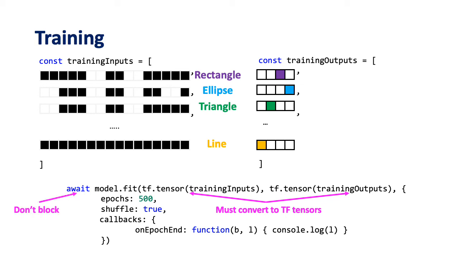Since the fit function or method is a long-running function, we have to add to it the await keyword. Await basically tells JavaScript to return from the function immediately and not block the UI thread.